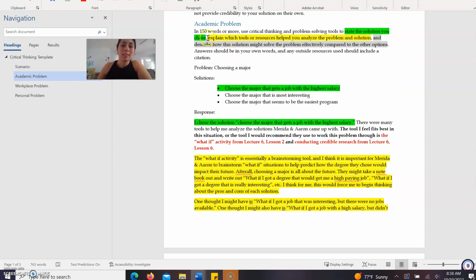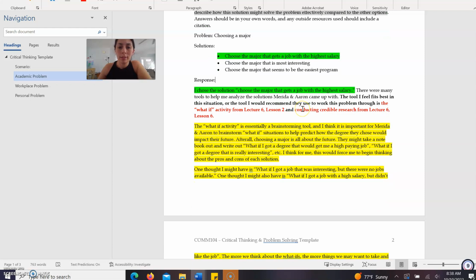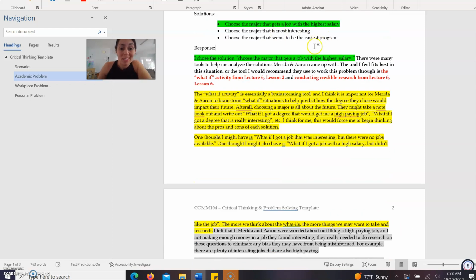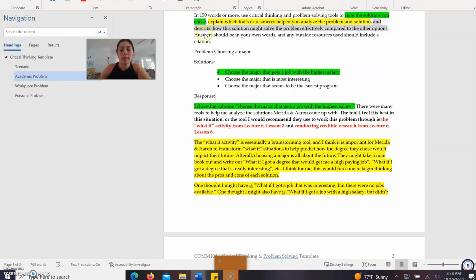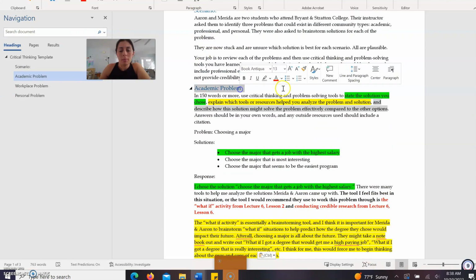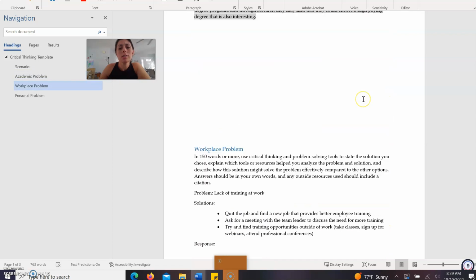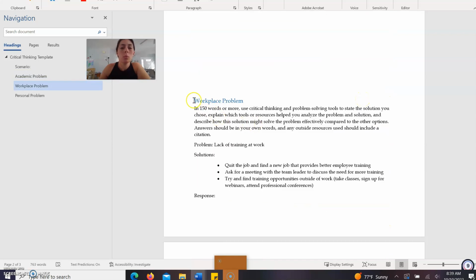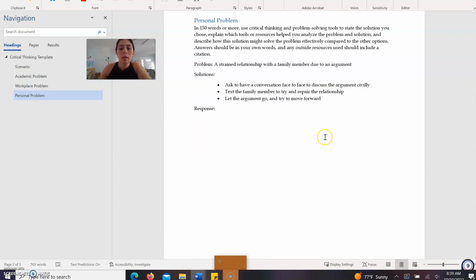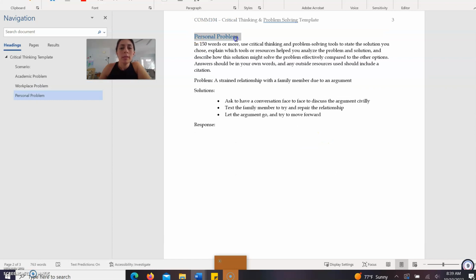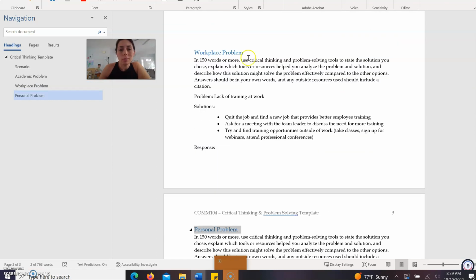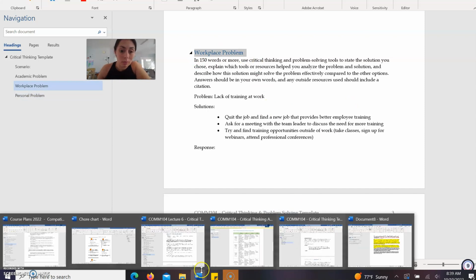What I want to see is I want to see you handpick 2 tools and just explain to me, what are those tools, and briefly tell me, why do you think those tools are ideal when working with this type of problem? Because what you're going to notice, okay, so we address the academic problem here. There's also in this assignment 2 other problems. There's a workplace problem and there's a personal problem. So you might notice that, well, the what if tool doesn't really work well for the workplace problem, but maybe something else works really well.